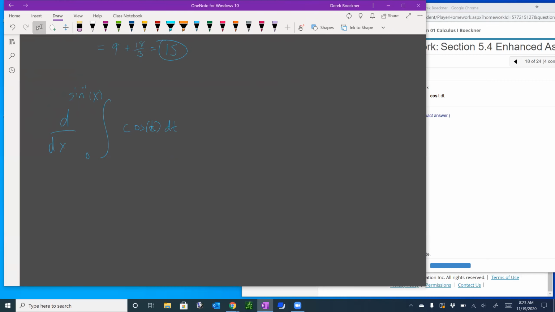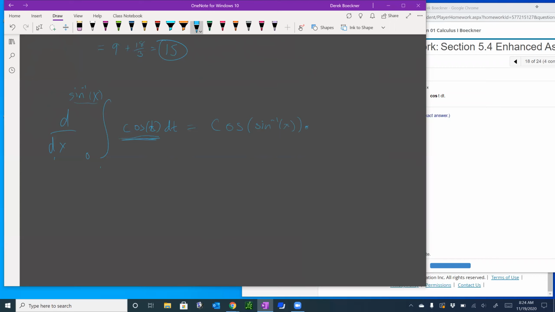Okay, so we're trying to find the derivative of this again. And the fundamental theorem of calculus says this is going to be equal to the inside function from the integral, because I'm differentiating an integral, so I shouldn't go anywhere. So I should still have the cosine function as part of this thing. But it's going to be applied at the variable part of the boundary. So that's the cosine of the sine inverse of x.